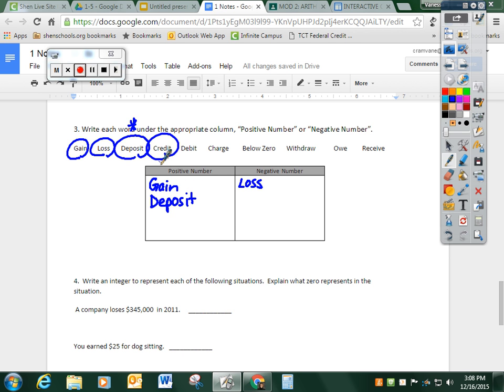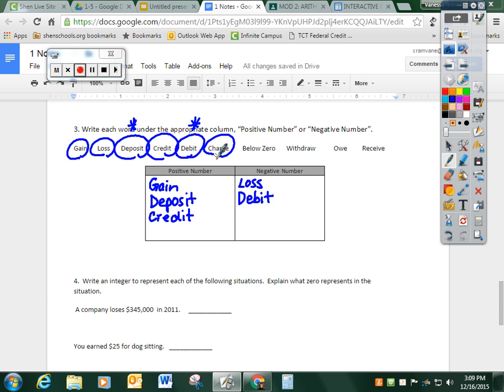When your account gets credited, or they credit your account, that's positive. Okay, that means that they are crediting you money or putting money in, which is positive. Debit. A lot of kids get confused with this one. Your debit card is actually the same as writing a check. So when you swipe your debit card at the market or at the gas station, it's coming out of your account. You're losing money. So a debit is a loss.